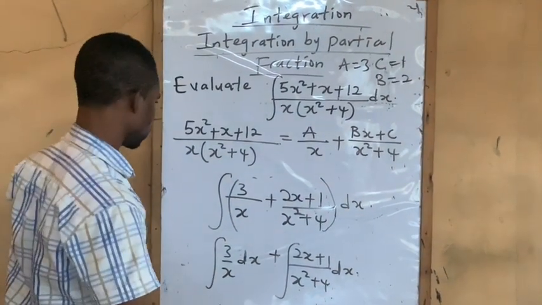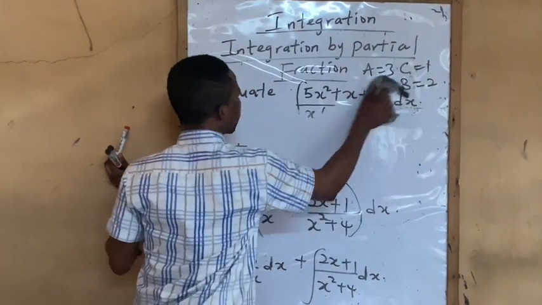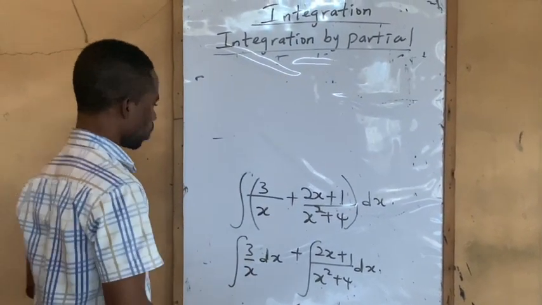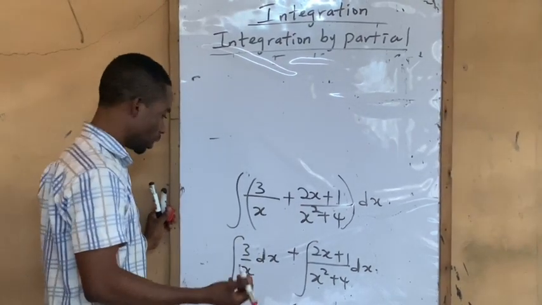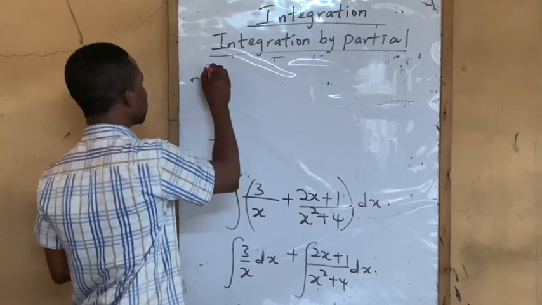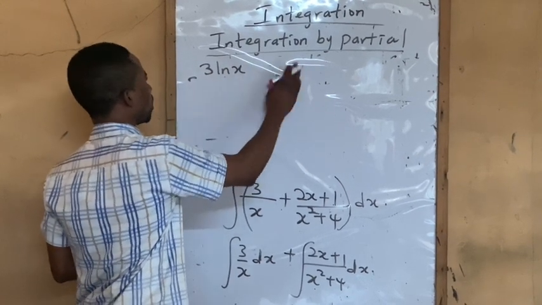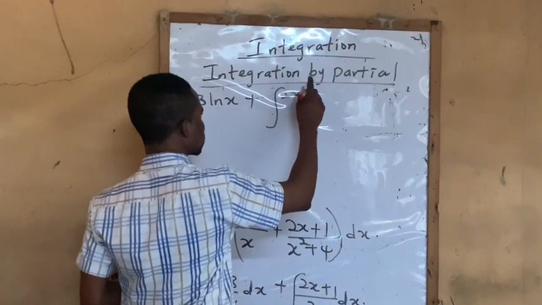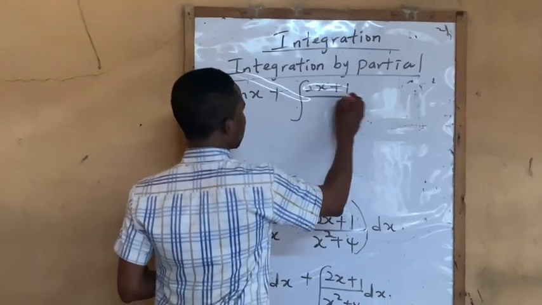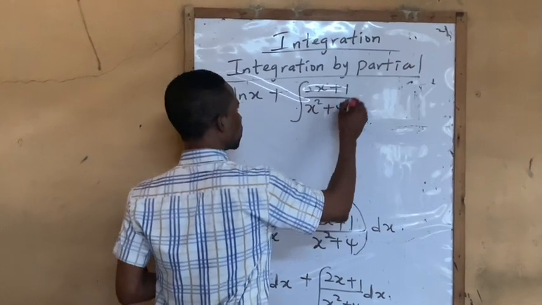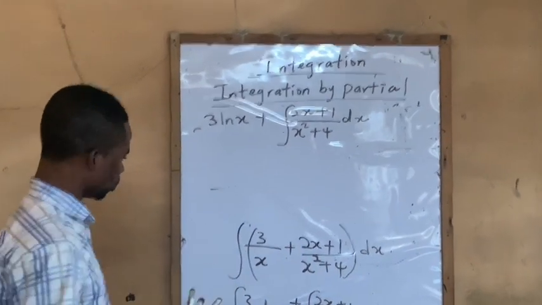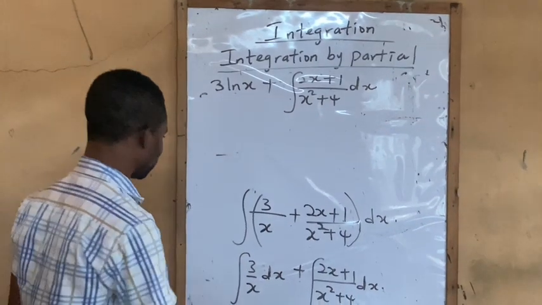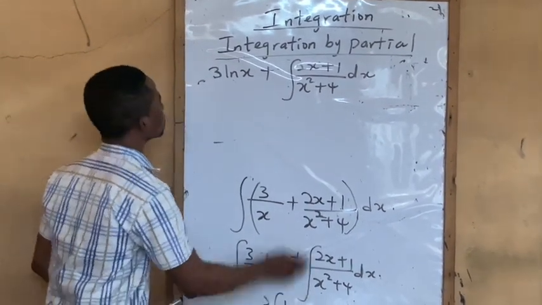Yes. So that means from here, now, in integration, when you have 1 over x, that is actually ln x. So, normally, this guy will give us 3 ln x, actually, plus the integral of 2x plus 1 all over x squared plus 4 dx. Now, you have known this already, that the integral of 1 all over x dx is ln x, and I drop out the 3, that's why I have 3 ln x here.